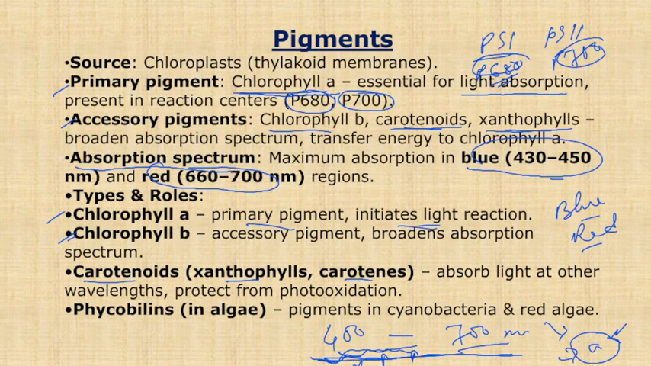So other than that, carotenoids are there: carotenoids, xanthophyll, carotene. These also absorb light at wavelengths of different nanometers. Then phycobilins are there, which are the pigments present in algae or cyanobacteria, red algae. So these also capture the sunlight at different wavelengths.